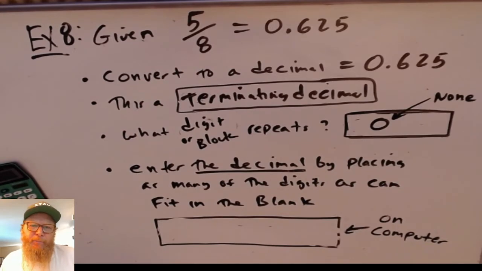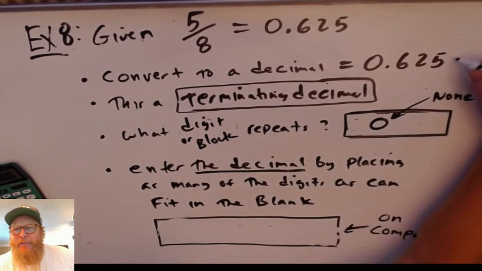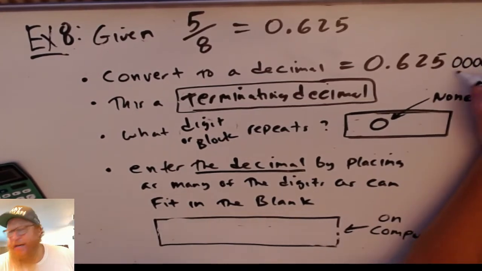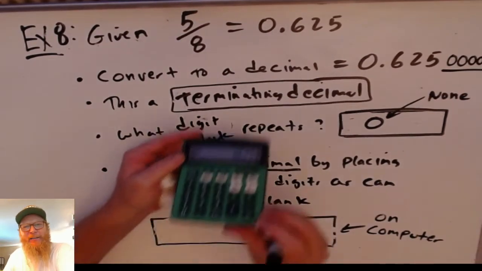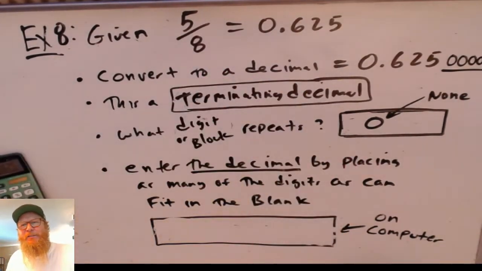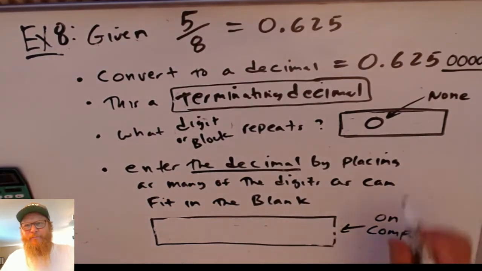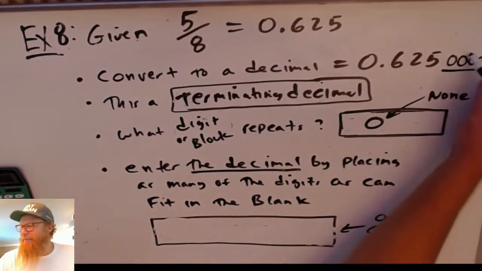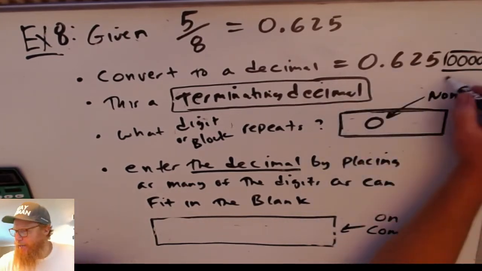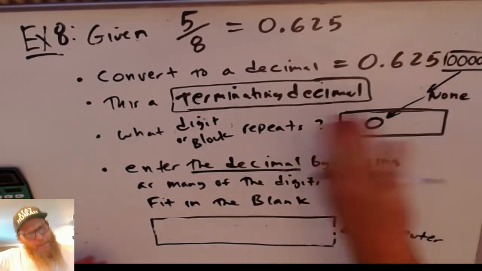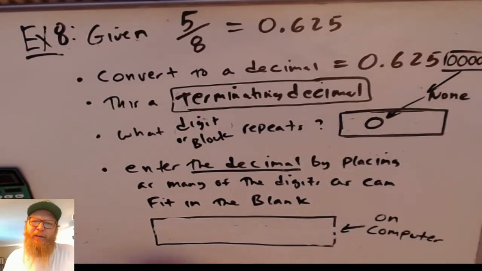There's actually a reason why we put 0. Technically, over here, there's an infinite number of zeros that repeat. But you won't see that on the calculator. See, the calculator just terminates 0.625. All terminating decimals have this repeating block of zeros, or repeating digit of 0 that goes on forever and ever. So that's why we accept 0 there.